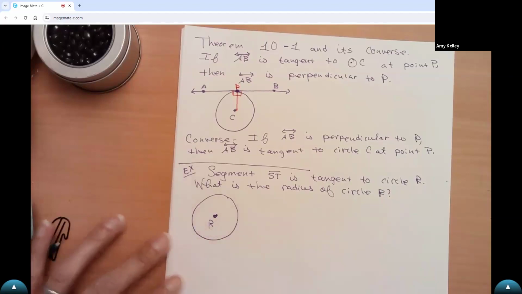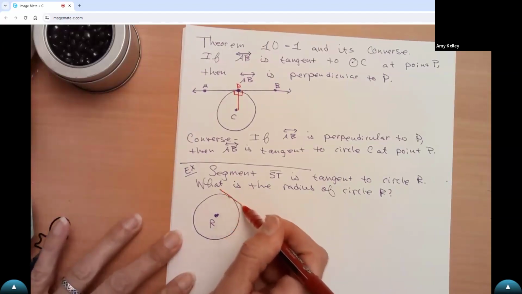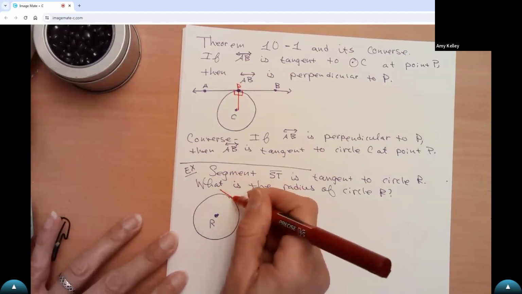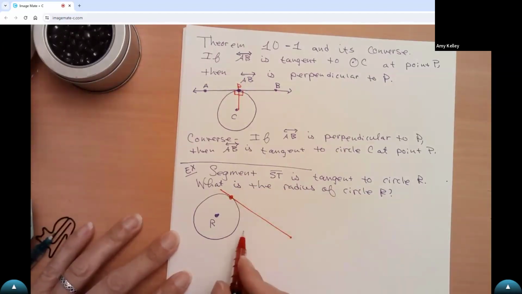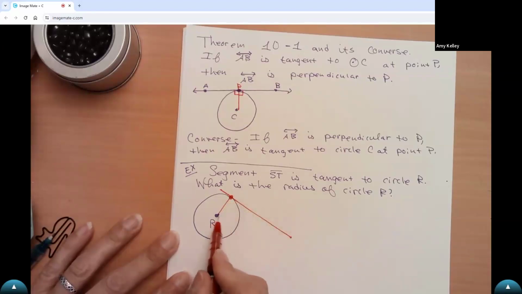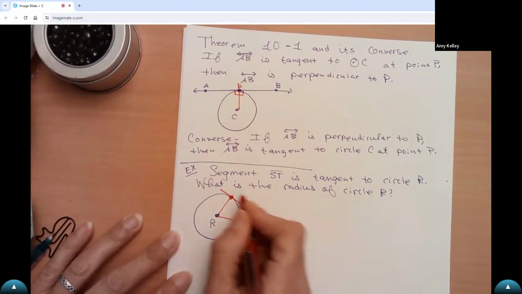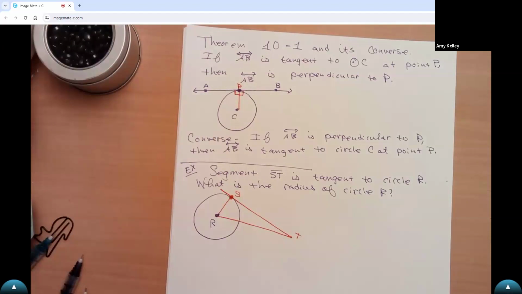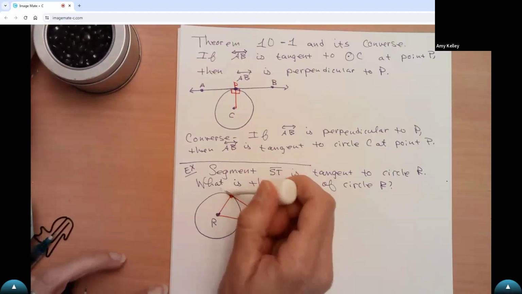All right, so here's my circle R. And here is ST. And then, let's see, draw it like this and like this. Okay, so right here we have our segment ST. And I made that segment a little longer than I needed to, so let me go ahead and just erase that part. There you go.